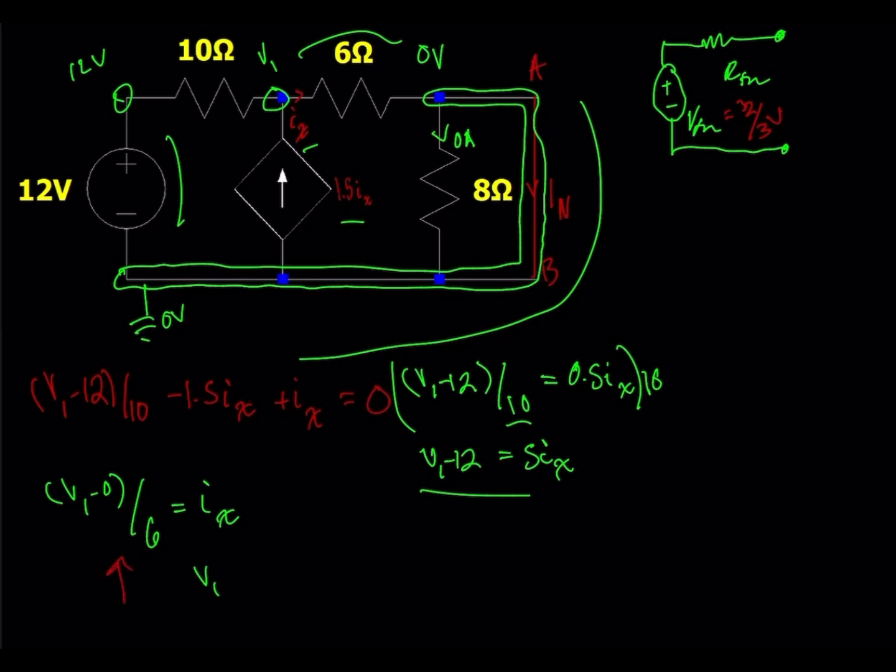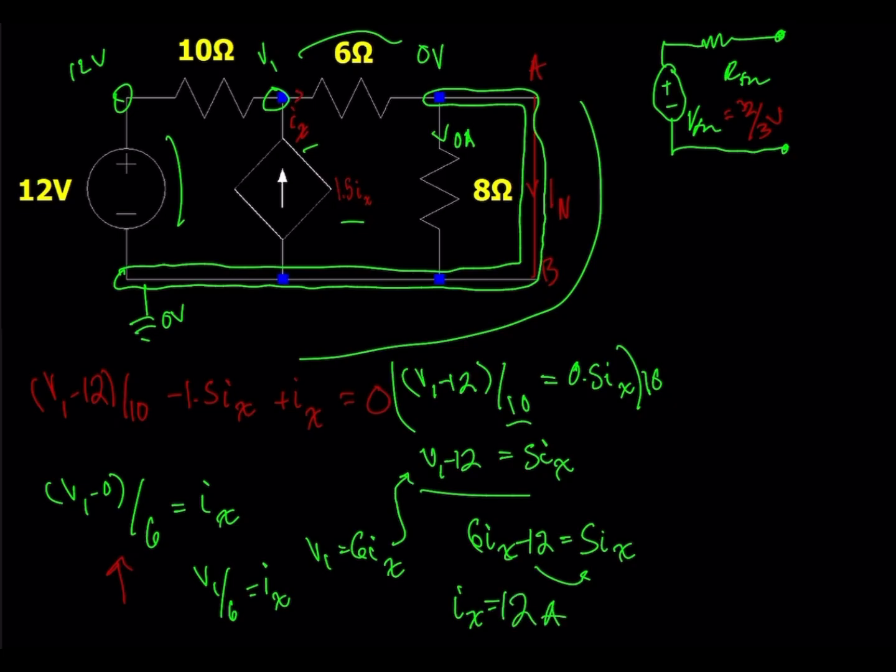So V1 over 6 is Ix, so V1 is equal to 6 Ix, and we can plug this in for our V1 in our second equation. So we'll be left with 6Ix minus 12 equals 5Ix. Distribute this 12 on the other side. We'll be left with Ix equals 12 amps. So this is the value for Ix.